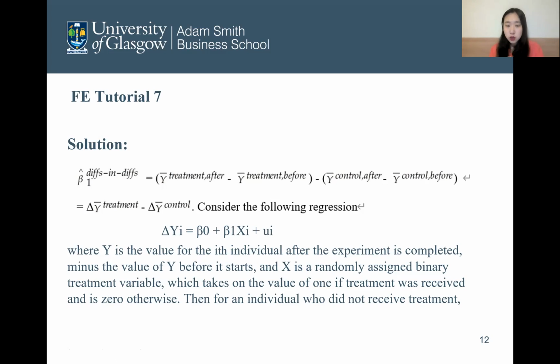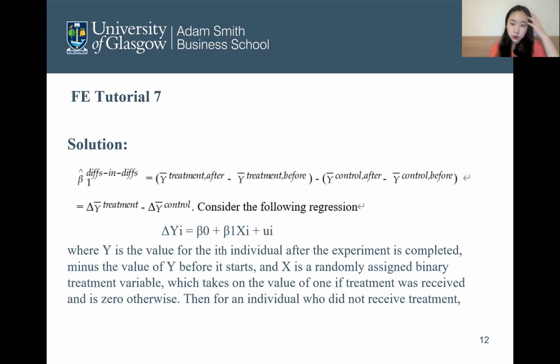Actually, it's just a change of the y, right? And also, it's the control after minus before. It's also the change. And this just compares the differences between the change of the treatment and control. And here, it becomes this equation, where y is the value of the individual after the experiment is completed, minus the value of y before it starts.